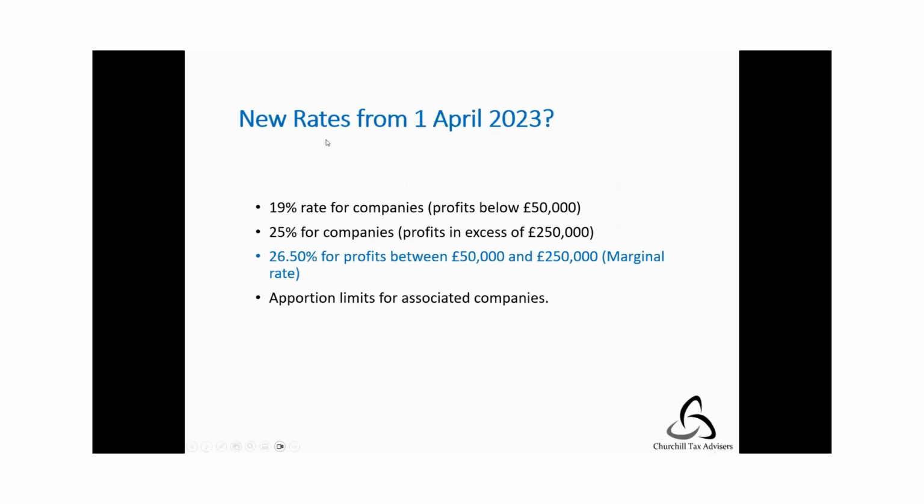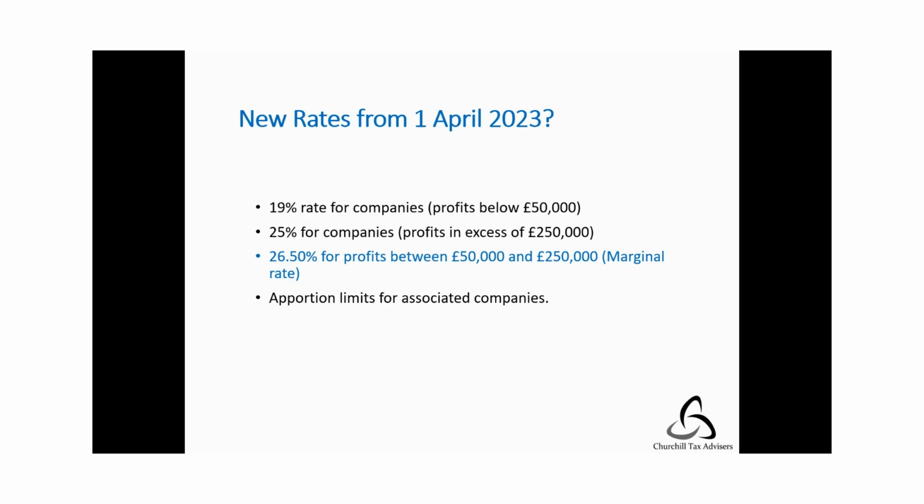Okay, so the new rates that we have from 1st of April 2023. We've got a couple of rates now. We've got a 19% rate for companies with profits below 50,000, and a 25% rate for companies with profits in excess of 250,000. There's a third very naughty rate, 26.5% for profits between 50,000 and 250,000, the marginal rate. And if anybody remembers the good days before 2015, 2014, when we used to have two rates, and how painful it was. Now things are back.